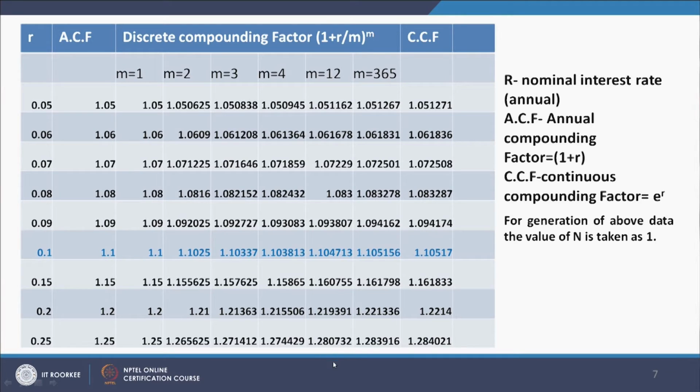In this table we will see that when compounding becomes high, that is m is equal to 365, the CCF, which is the continuous compounding factor e^r, is almost equal to the discrete compounding factor, and there is little change between these two; at least up to 4 digits they are equal.